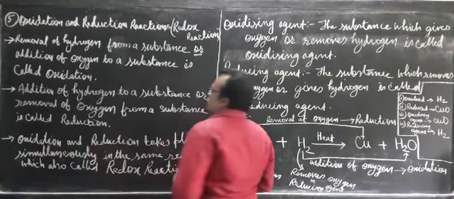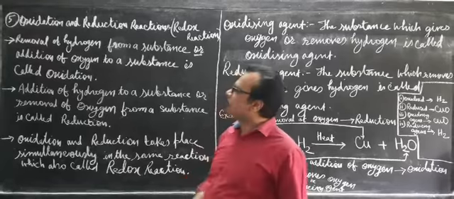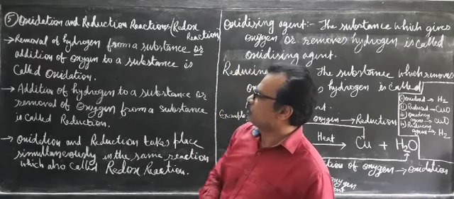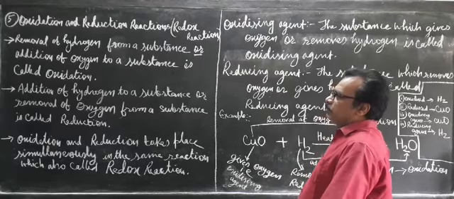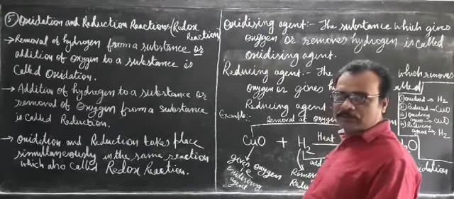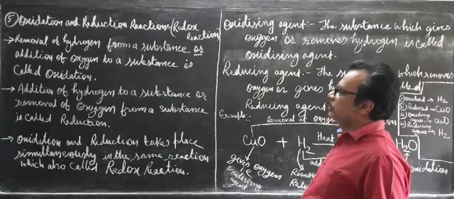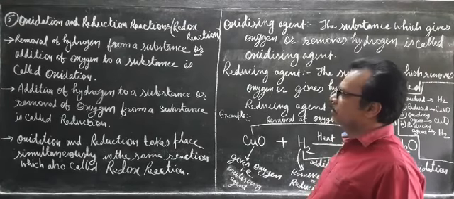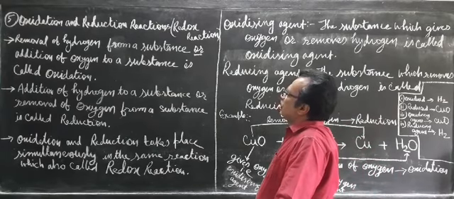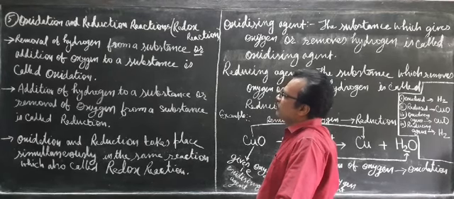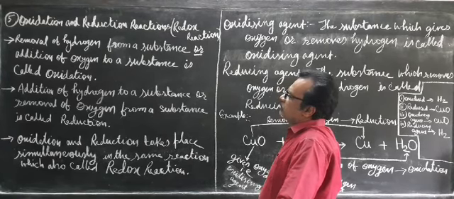Okay, dear students, once again I am in front of you to teach you one more type of reaction. Four types of reactions you have already studied. Today we are going to study oxidation and reduction reactions, which have another name, the redox reaction. Whenever oxidation and reduction take place simultaneously in the same reaction, they are known as a redox reaction.